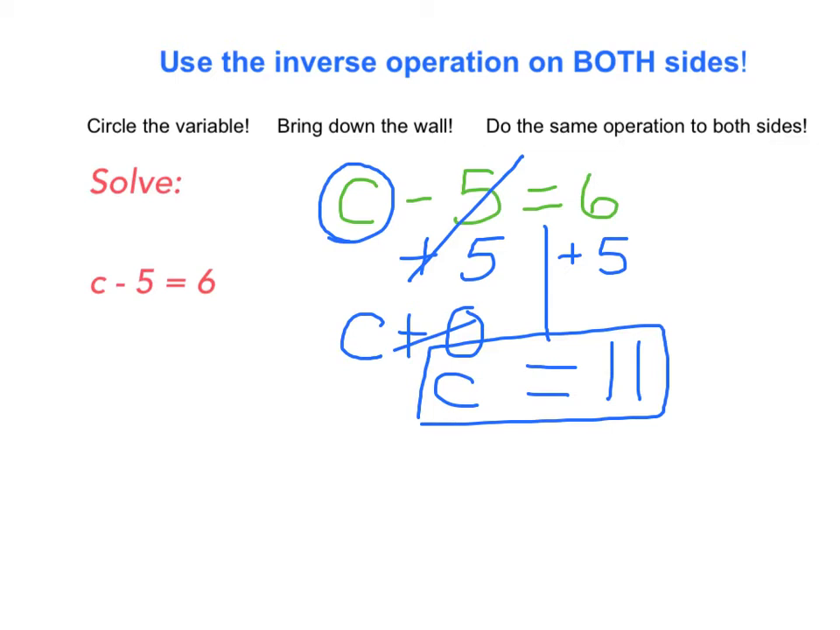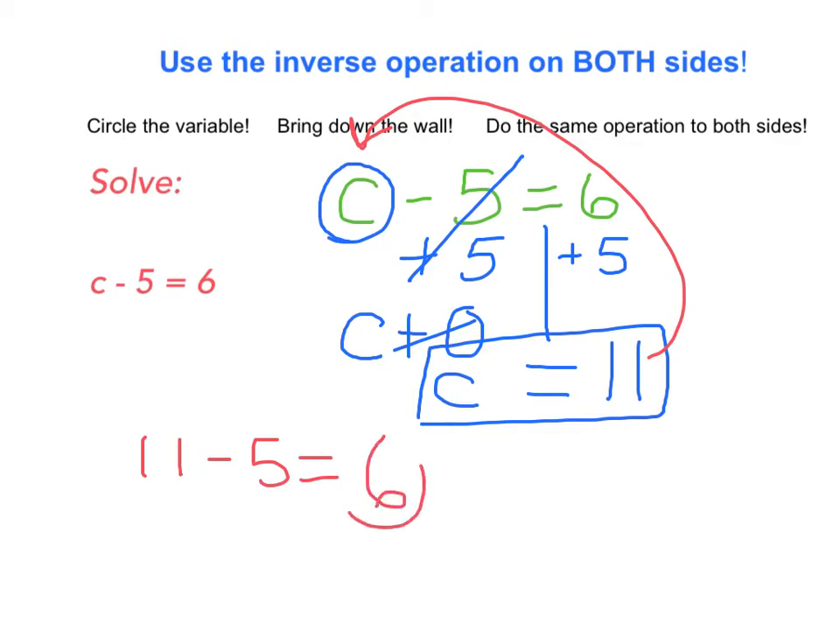Now the last thing I want to do is check to make sure my answer makes sense. So if I plug 11 back in where C is, and I write this problem as 11 minus 5, and I ask myself, what is 11 minus 5? And that gives me 6. If this answer is the same as this answer, then you have a correct problem.